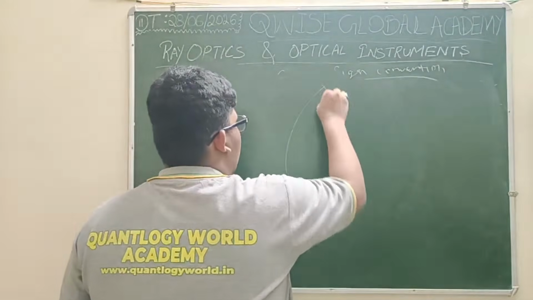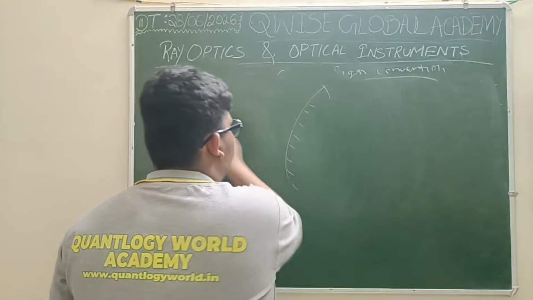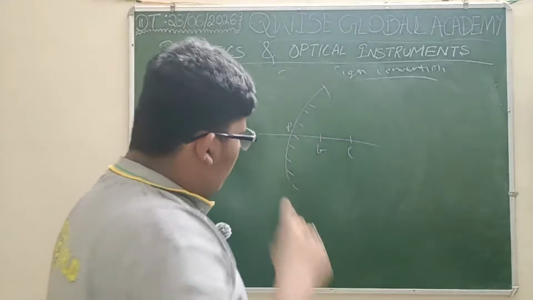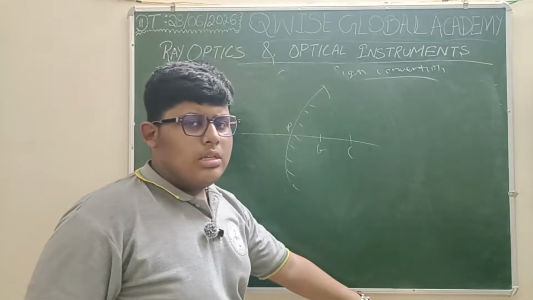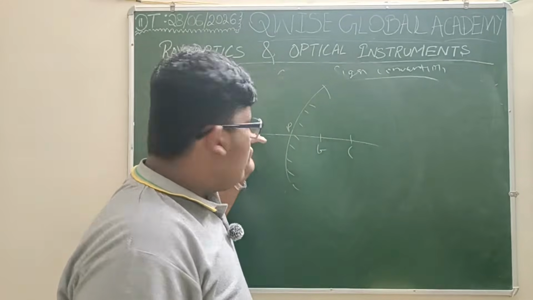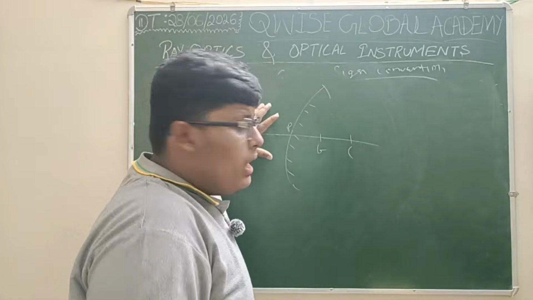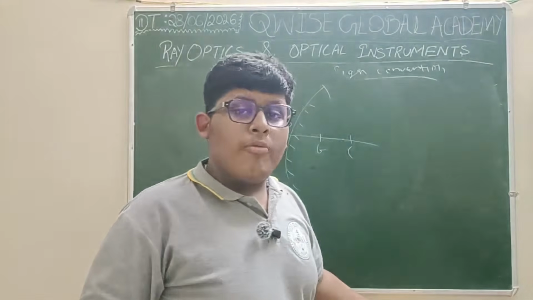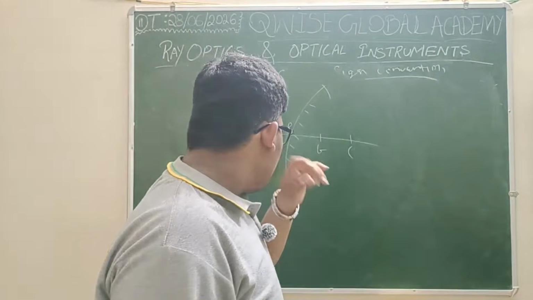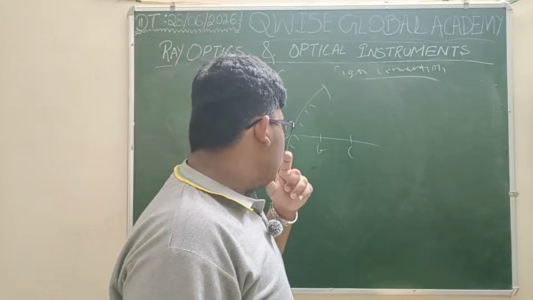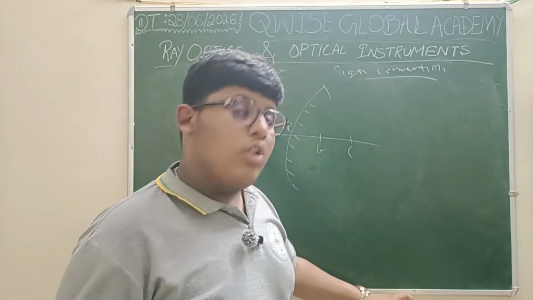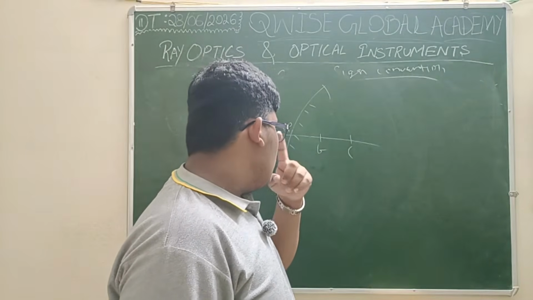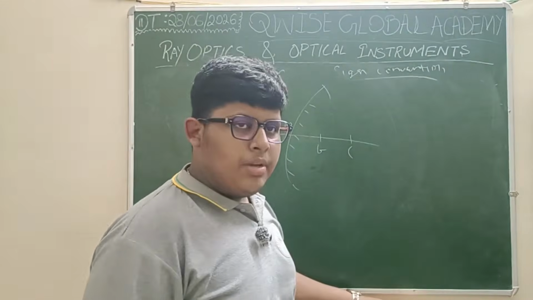Next, for convex mirror. Here also same: anything that lies right to the pole is positive, left to the pole is negative, above the principal axis is positive, below the principal axis is negative. And here the focal length and radius of curvature for a convex mirror are always positive, and object distance is always negative for concave and convex both. And image distance for convex mirror is always positive.